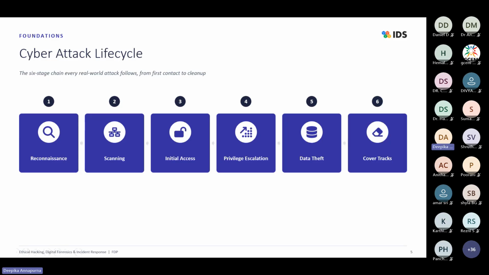So what will he do at last? He will cover the tracks. Before leaving, after getting all the confidential data, he will try to cover the tracks. He will delete the logs. He will remove the malware traces everywhere, disable security alerts. He will create hidden accounts, right? This is the most important process of how cyber attacks happen. These are the six steps of how they are going to target.